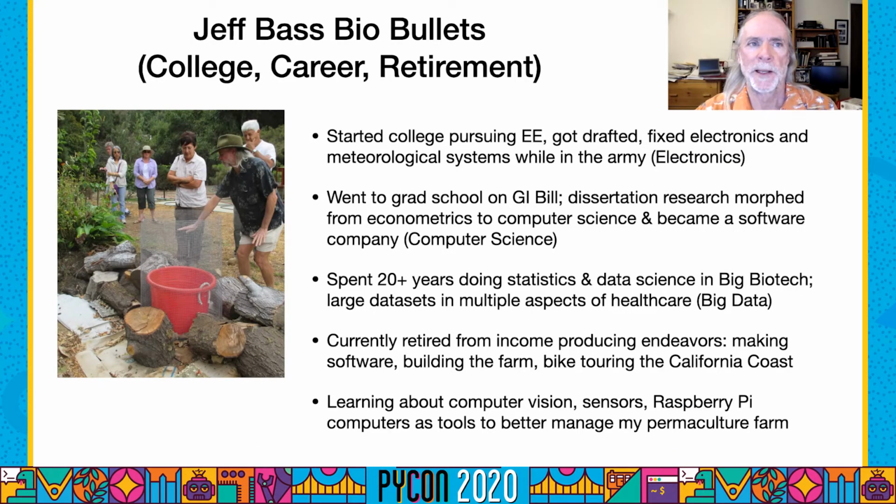A bit about me. Well, I went to college, starting to study EE, and I got drafted. So I learned about electronics and fixing electronics in the Army. When I got out, I went to grad school on the GI Bill. I did some dissertation research that ended up being computer science and then became a software company, where I actually wrote statistical language compilers at a time when PCs were actually a new thing. I spent about 20 years after that doing statistics and big data science at big biotech. And I've also been involved since I retired with making software, building out the farm, and trying to build computer vision pipelines. I'm going to teach you a little bit more about that today.